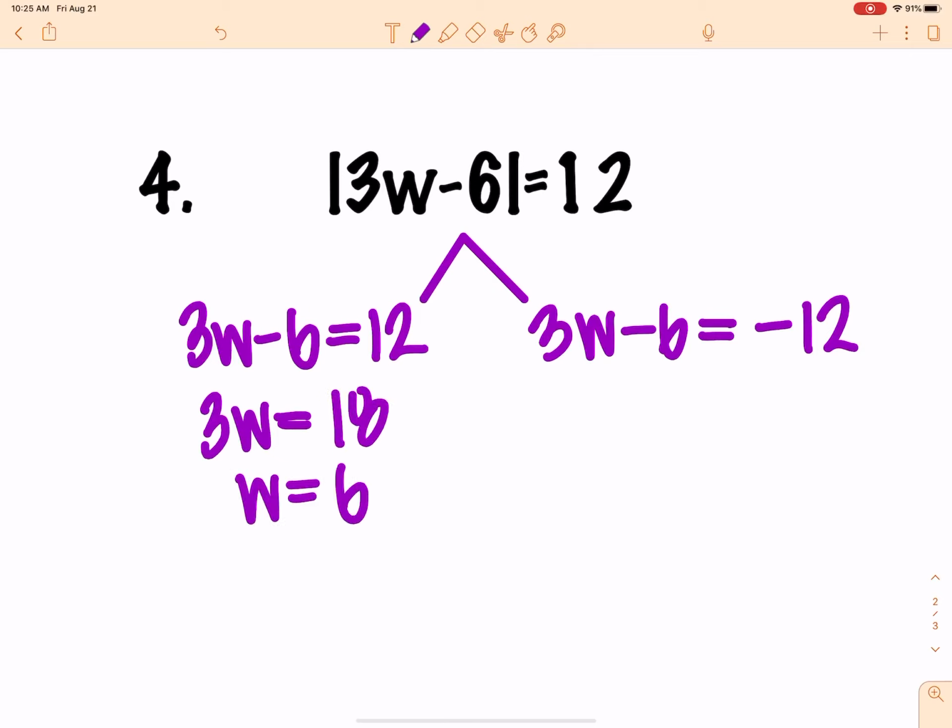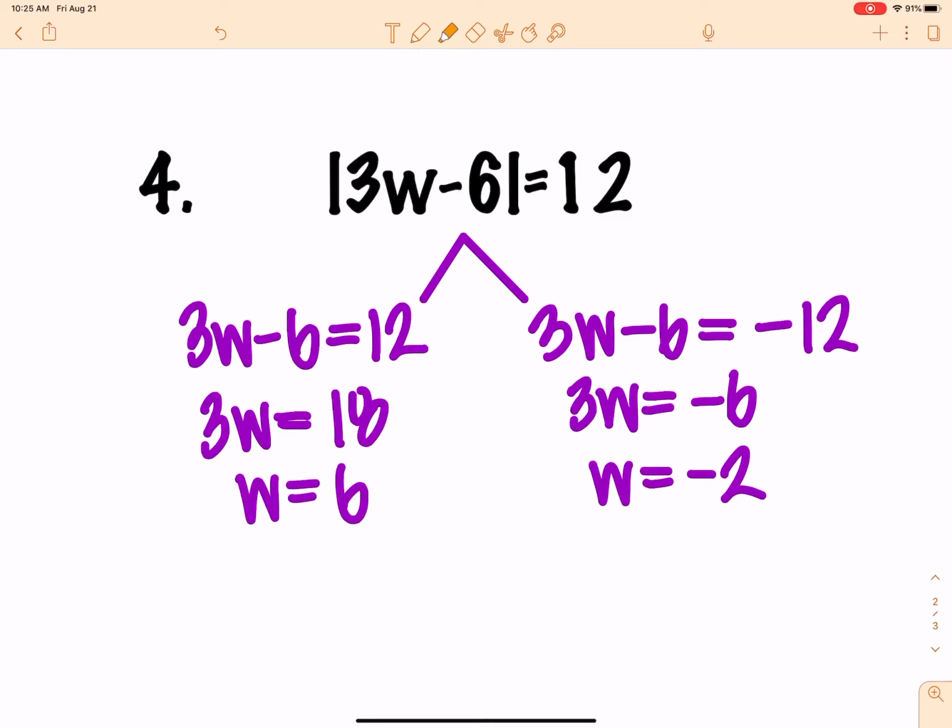And then all we do is simply solve these two equations. So one answer is 6. That's going to make that statement true. And then the second one that's going to make this statement true is negative 2. And again, I would plug those in to my original problem to make sure and validate that I am correct.